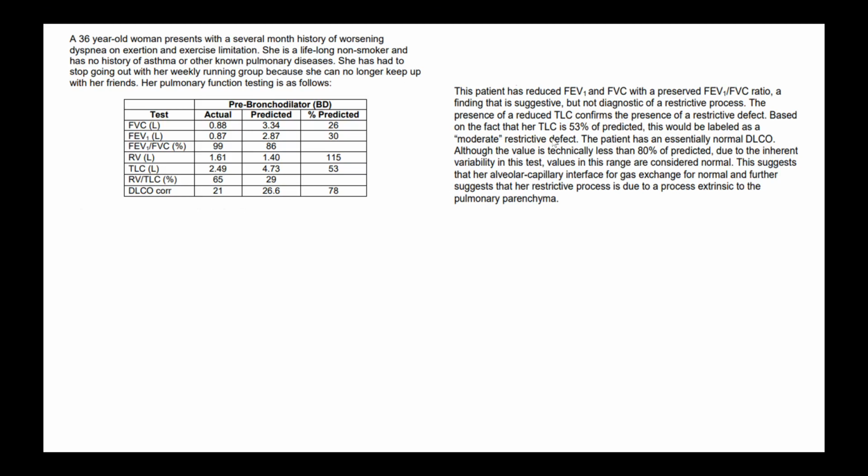Based on the fact that TLC is only 53% of predicted, this should be labeled as a moderate restrictive defect. The patient has an essentially normal DLCO, close to 78%. Although this value is technically less than 80% of predicted, due to the inherent variability in the test, the value can be considered normal. This suggests that the alveolar capillary interface for gas exchange is normal, and further suggests that the restrictive process is extrinsic to the pulmonary parenchyma.